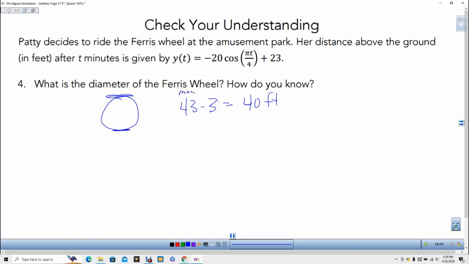Max height minus min. (43 minus 3) gives us 40 feet. Now remember, the diameter is what we're looking for, not the radius. The radius would be the amplitude, and that would only be 20. So you could do maximum minus minimum, or once you found what the amplitude is, you could just do 2 times the amplitude. Either one of those ways would be perfectly okay to find that answer.